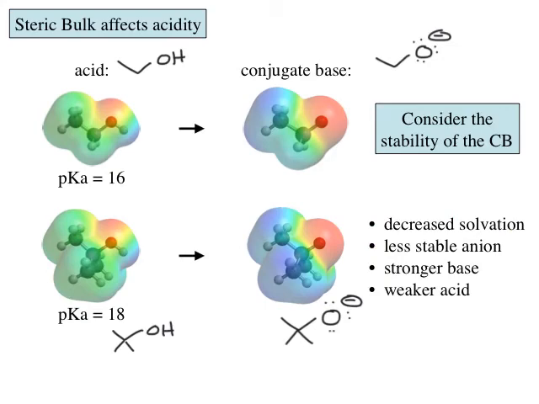In comparison, ethanol is smaller, and it's more easily solvated, and therefore it's more stable as an anion. That more stable molecule means it's a weaker base, and that translates back to a stronger acid.